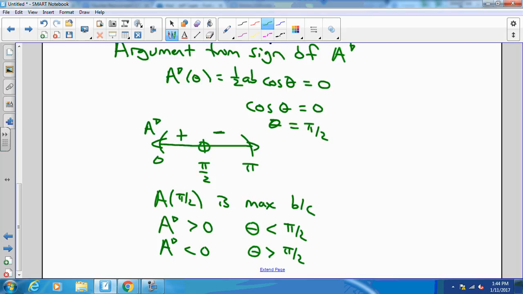Second, he started to use the variable x here. But x is not the variable in our problem. It's theta. So you need to be careful about your variables.